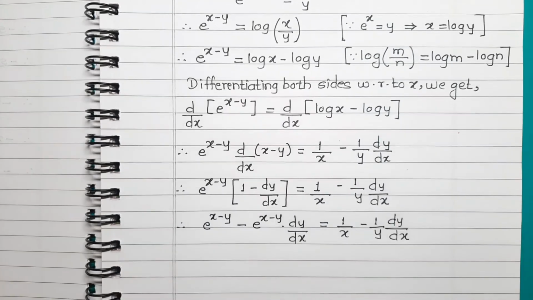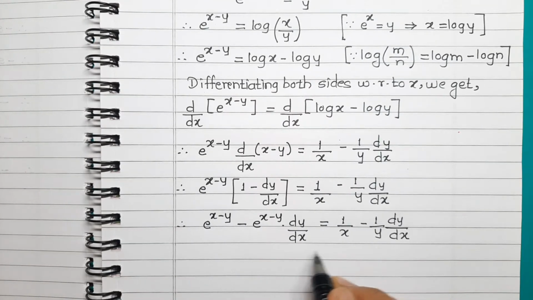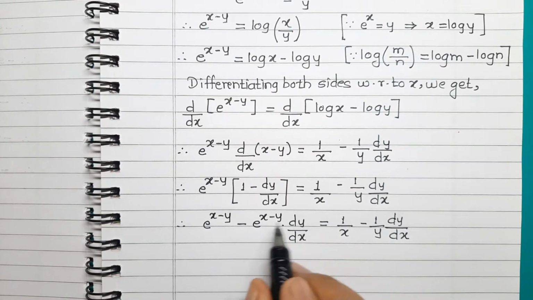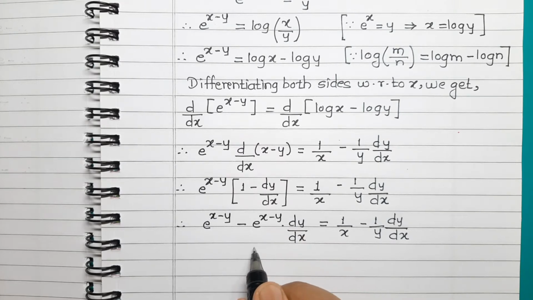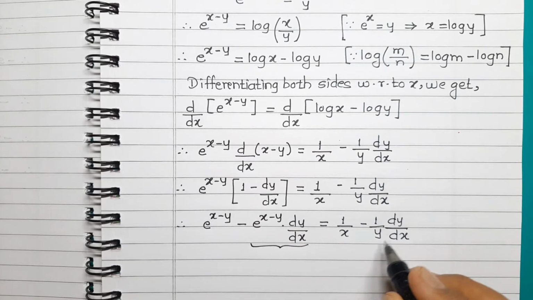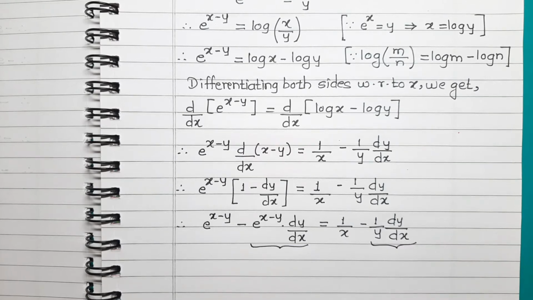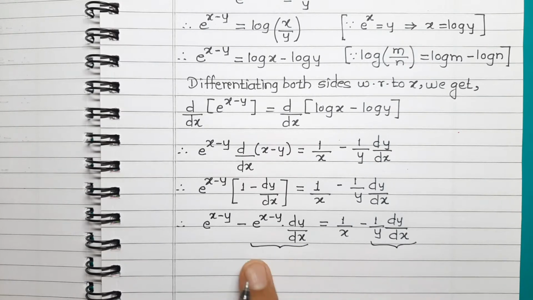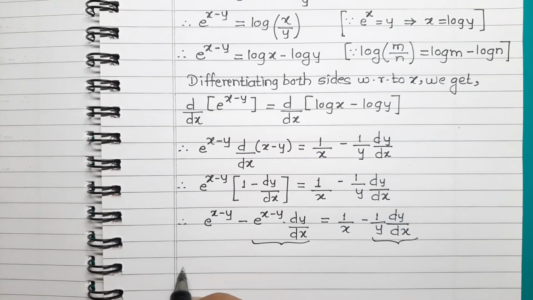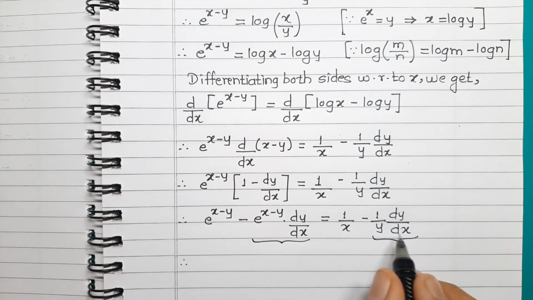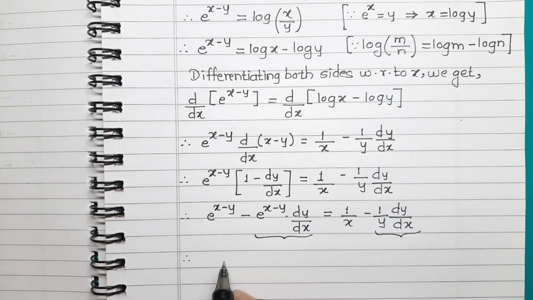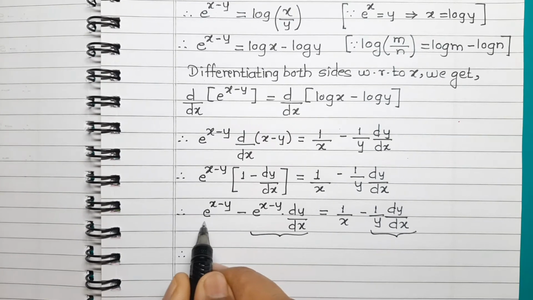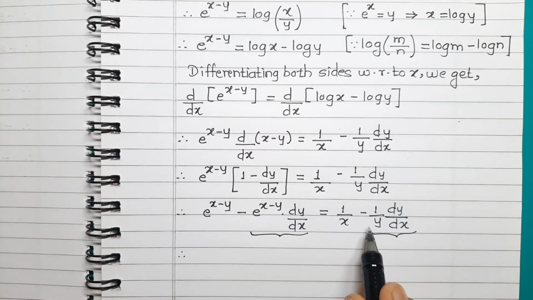Now from this step, let's collect the terms containing dy by dx. This term contains dy by dx, and this term contains dy by dx. This indication is just for your understanding; it is not necessary to indicate it like this. So let's collect these terms containing dy by dx, and we are going to shift the term e raised to x minus y to the RHS.